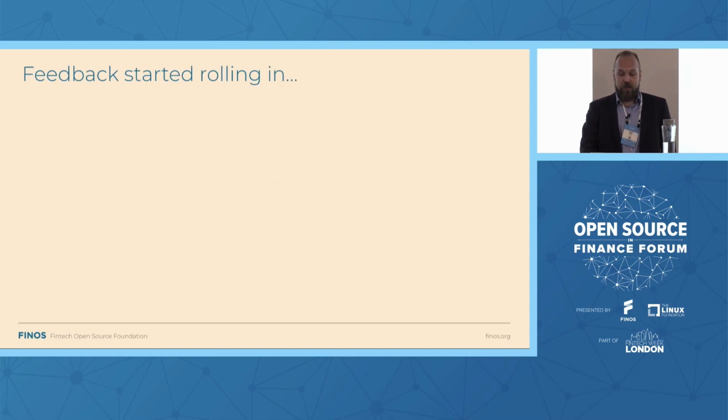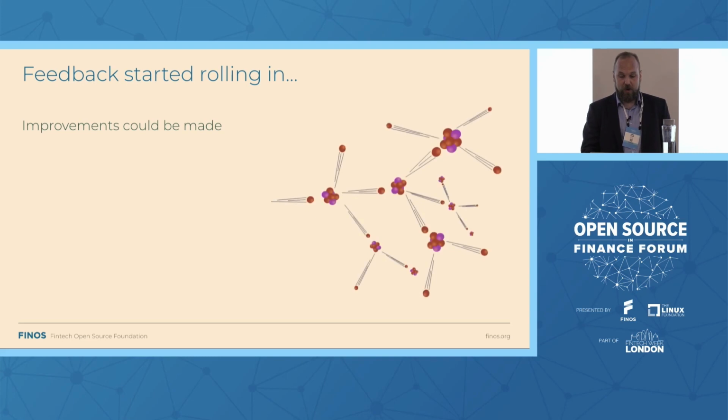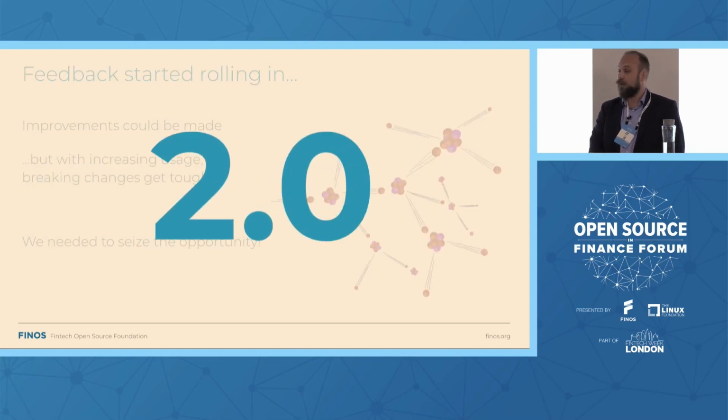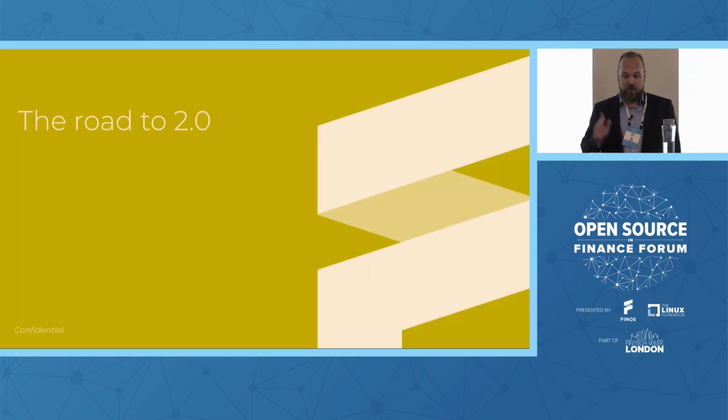And as I said earlier, all this exciting usage founded on FDC3's strengths revealed a few places where the standard could go further, could be better. And with it rapidly approaching that critical mass where everybody's going to use it, making breaking changes is going to just get harder and harder for us to do. Hence, we needed to seize the opportunity to change things before it got too difficult, which resulted in a 2.0 this year.